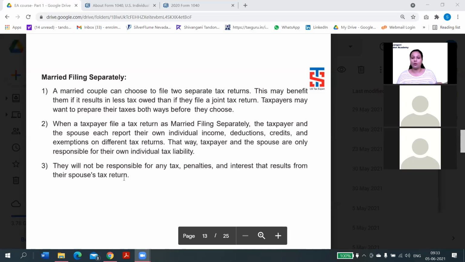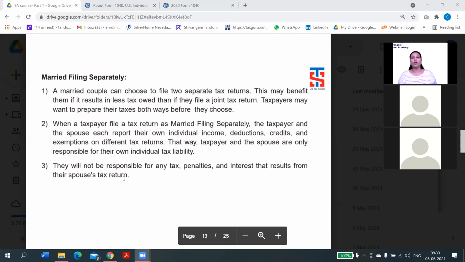Prepare the return with both the filing statuses, call your client, explain the entire information to him, and then get permission for the next step you can take. Without the client's permission, you cannot take any decision on your own.